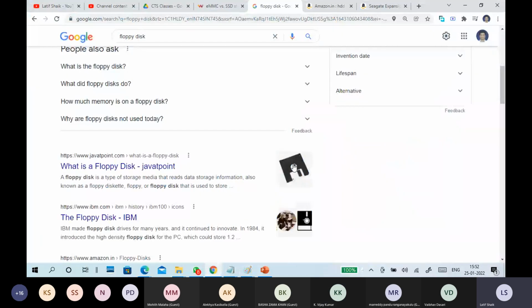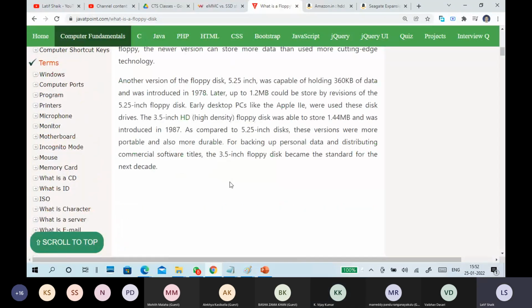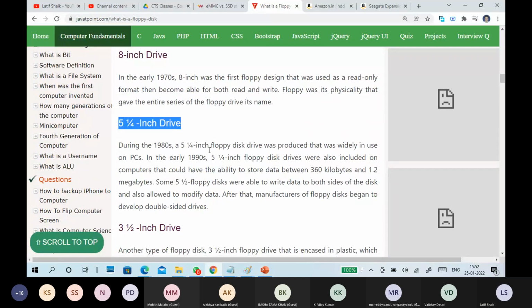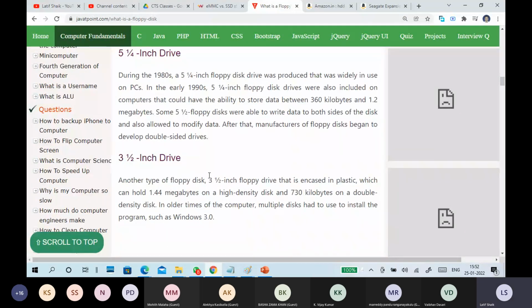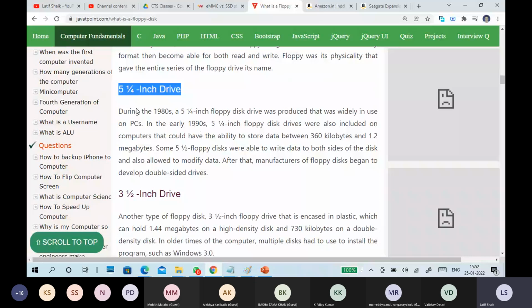The structure is also different. See, internally there is a magnetic disk, a tape disk. This is the 3.5 inch final one, the 8-inch drive, and the 5 and a quarter. This is 3.5.